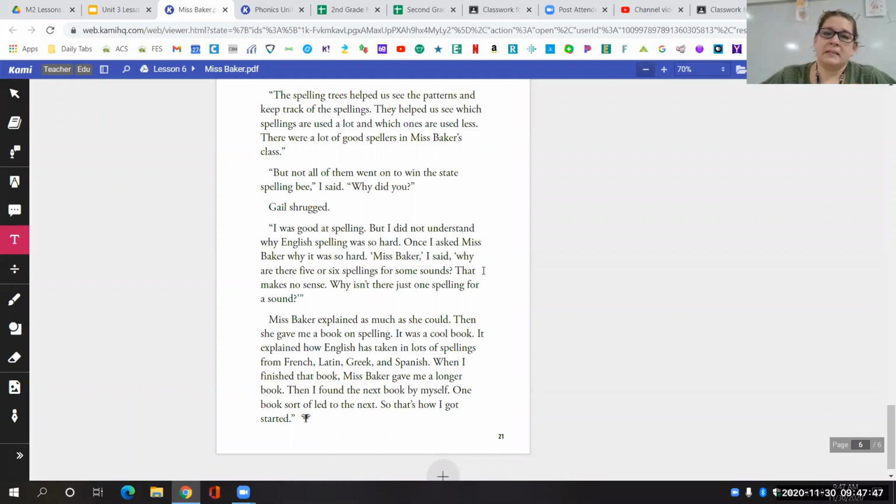Miss Baker explained as much as she could. Then she gave me a book on spelling. It was a cool book. It explained how English has taken in lots of spellings from French, Latin, Greek, and Spanish. When I finished that book, Miss Baker gave me a longer book. Then I found the next book by myself. One book sort of led to the next. So that's how I got started.